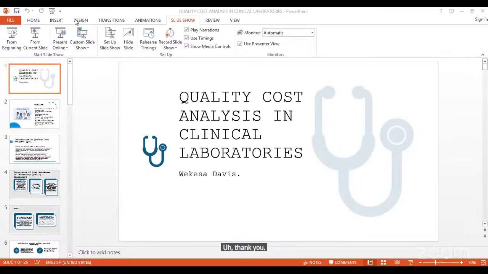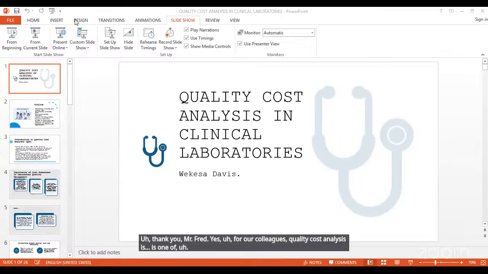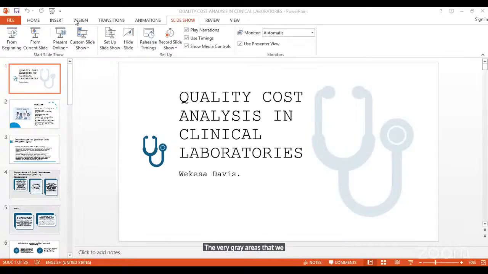Thank you, Mr. Fred. Just for our colleagues, quality cost analysis is one of the very gray areas that we have been having in our systems. And it's also one of the most lucrative areas people are now focusing on in terms of advancing their laboratory diagnostic careers. It's one of the areas that when you master it well, I usually say, master the skill to bring unga on the table. This is one of the areas that will really help most of us if you are interested in it.